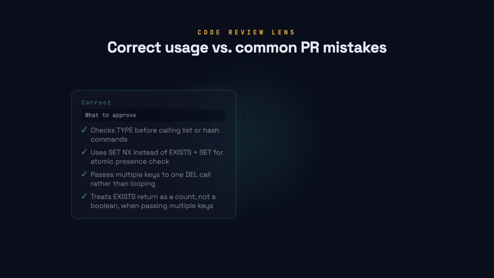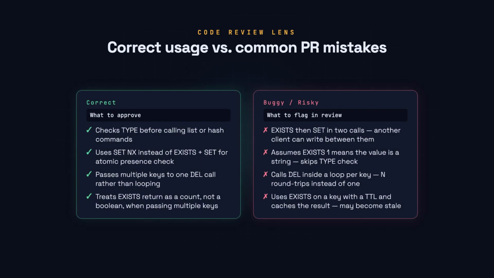The most common PR bug is using exists followed by a write, as if it were atomic. It is not. Always reach for set NX or a Lua script when you need a check-then-set guarantee.